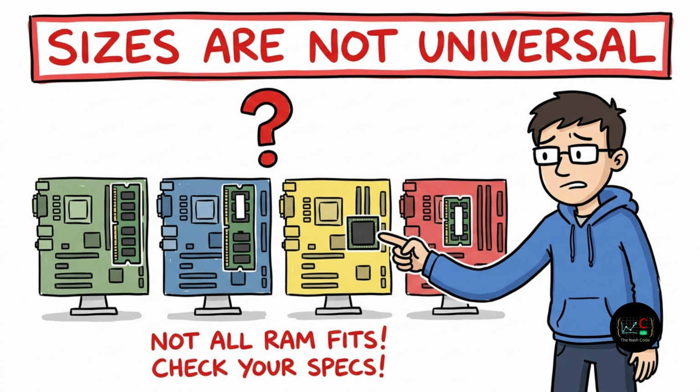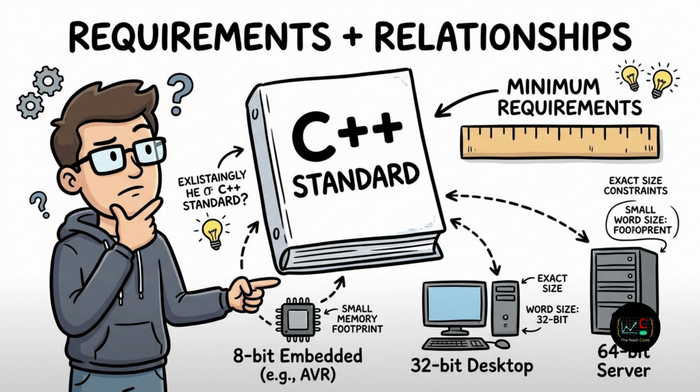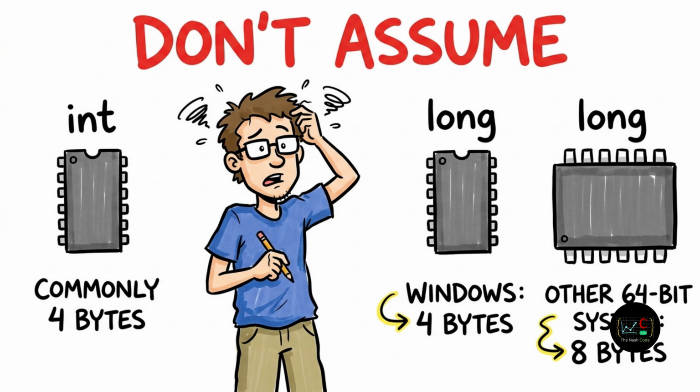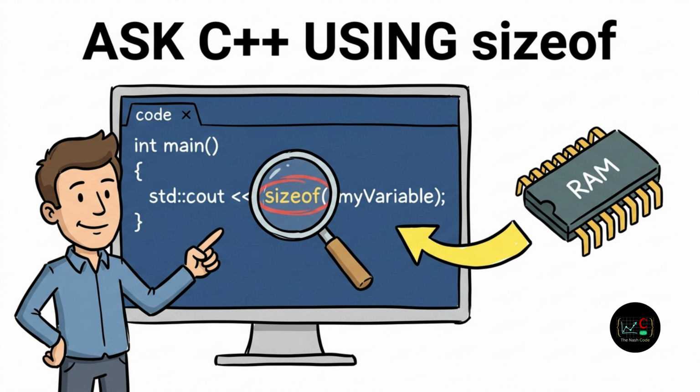Now, one very important point. These sizes are not all universal. C++ is designed to run on many systems. The standard defines minimum requirements and relationships, but some exact sizes depend on the implementation. For example, int is commonly 4 bytes, while long can be 4 or 8 bytes depending on the system. So don't guess. Ask C++ using sizeof.